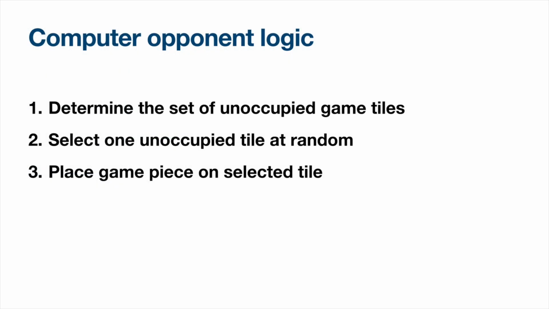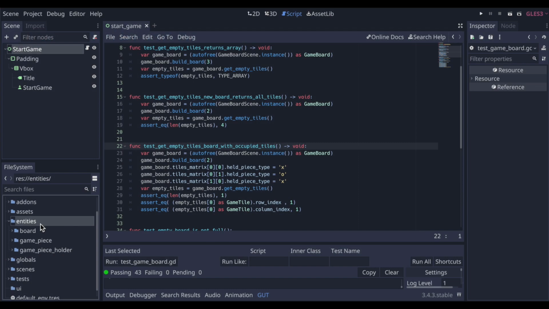So now if we review our summary of the turn logic for the computer opponent, we now have the capability to fulfill 1, 2, and 3. So let's start that implementation of the computer opponent class. For the computer opponent class, there's no scene associated with it.